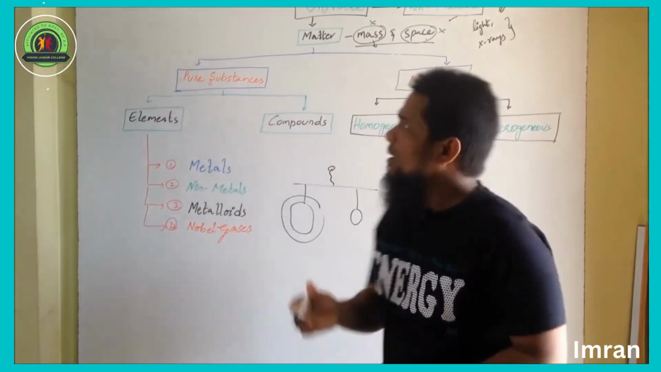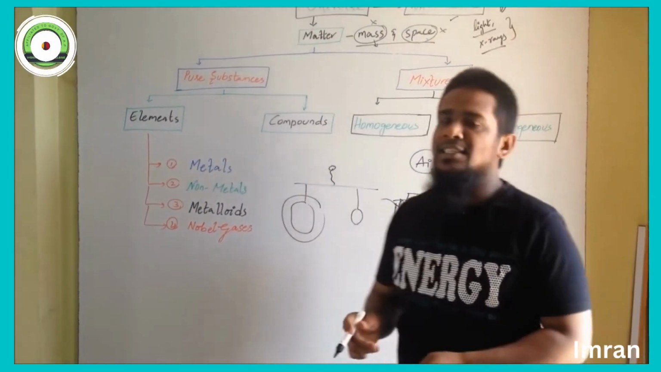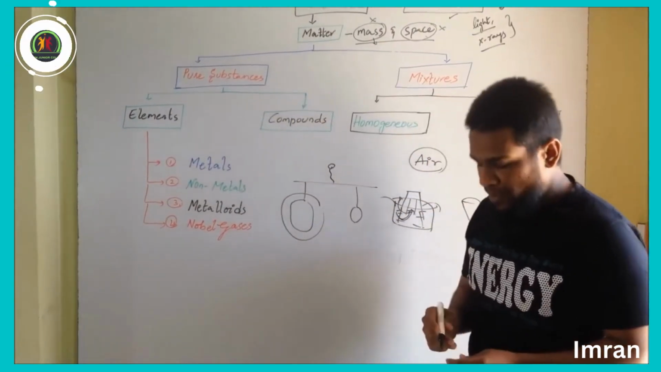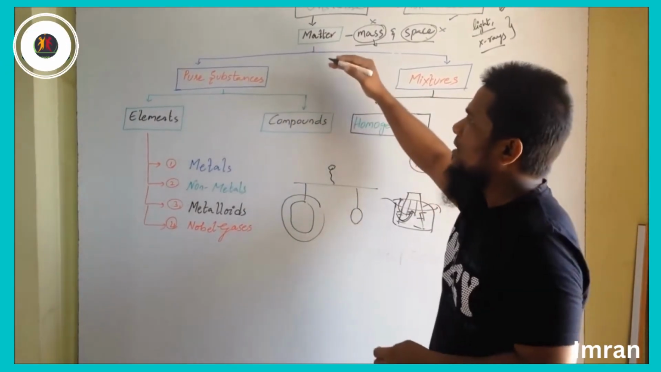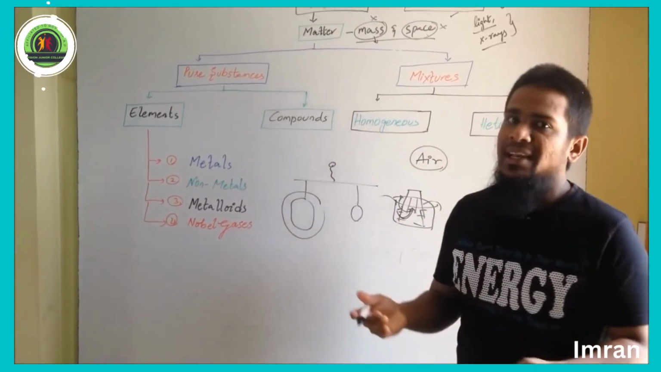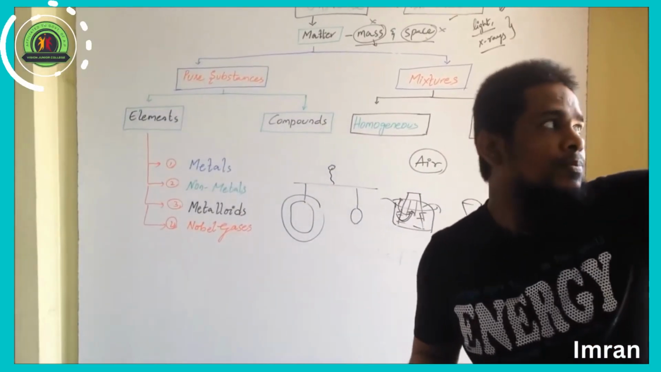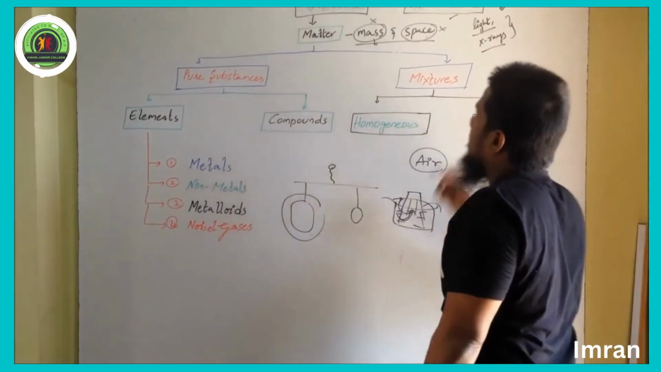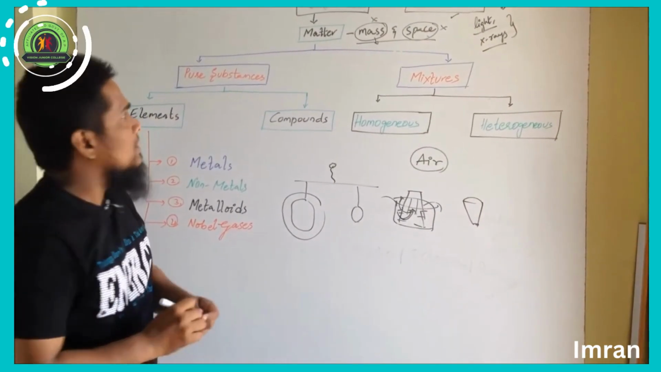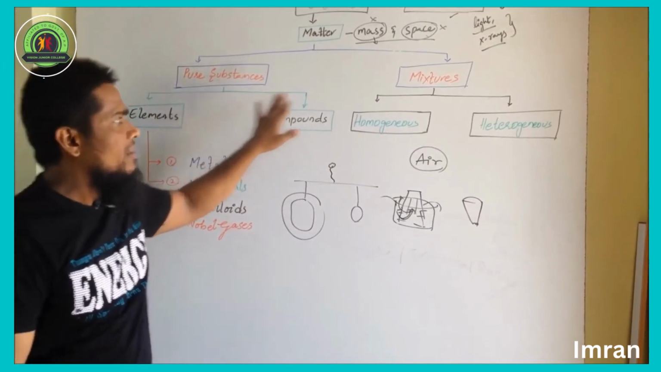So light and any other electromagnetic radiation do not fall under matter. Fine. Moving further, as we are aware of the definition of matter, now one can classify whether a given substance is a matter or not. Matter can be classified into two types: one is pure substances, another one is mixtures.